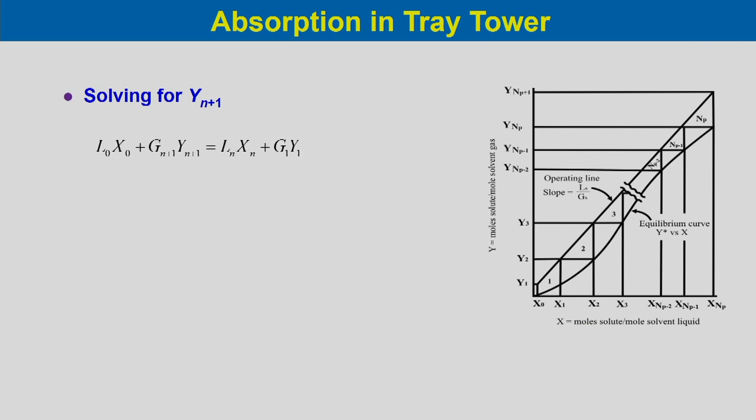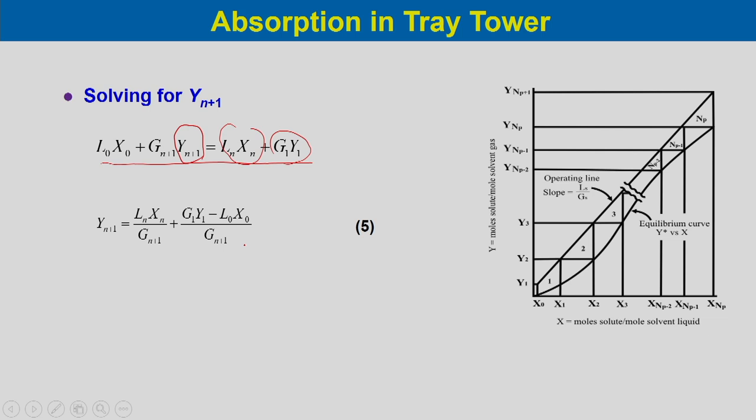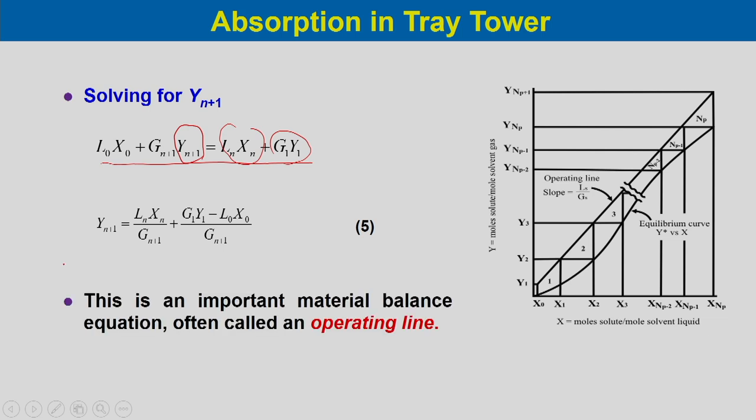Now, this is the equation we have derived for the component balance over the first n stages. If we solve for y n plus 1, we can write y n plus 1 equal to L n x n plus G 1 y 1 minus L naught x naught, divided by G n plus 1. This is an important material balance equation, often called an operating line. You can see the operating line has an intercept over here with the known composition, G 1 y 1 minus L naught x naught by G n plus 1. This is the slope of the curve into x n.